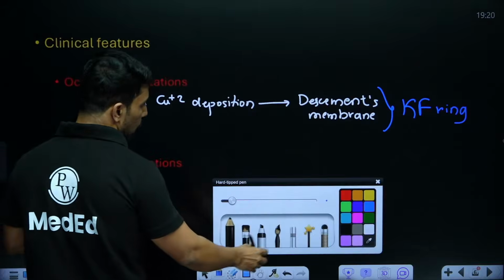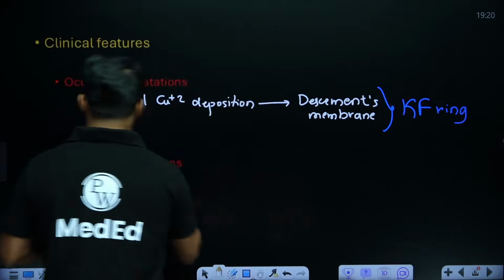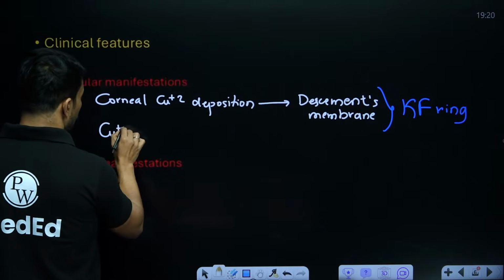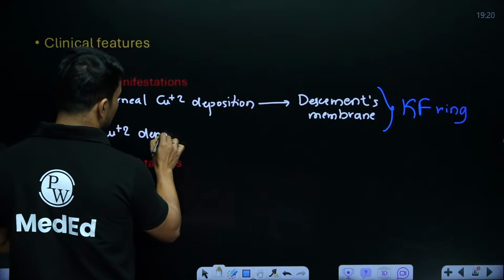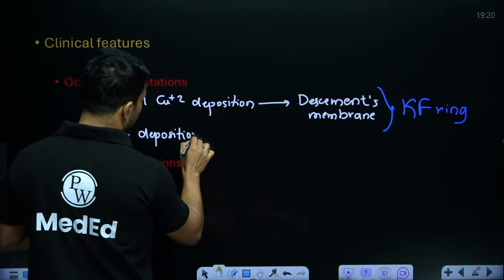Apart from that, there is also a deposition of copper in the lens. And copper deposition in the lens produces cataract. And what do you call that cataract?